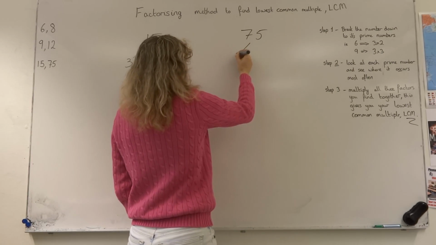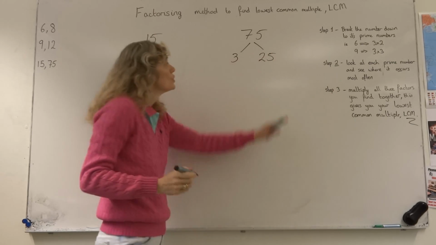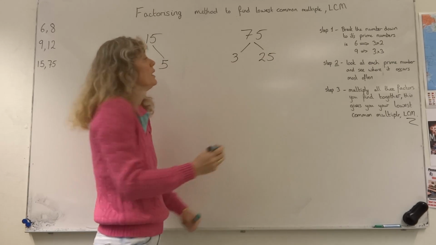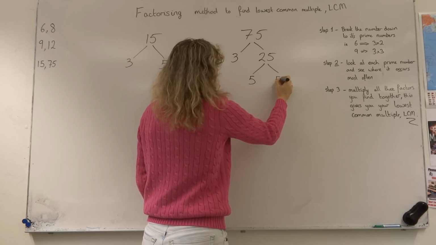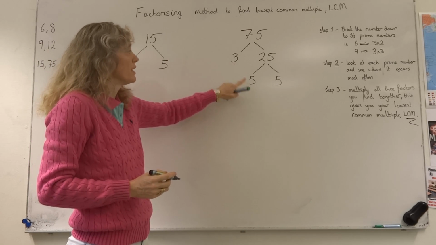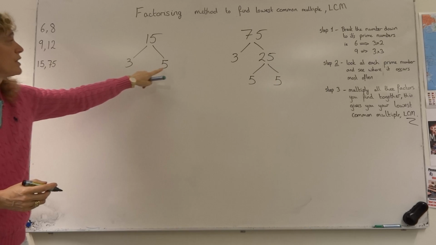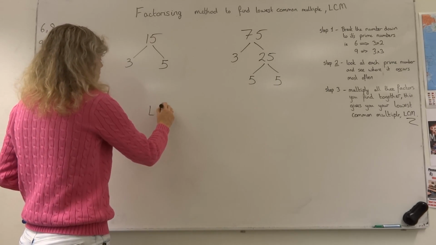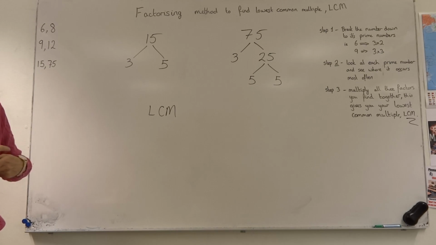75 could be represented as 3 times 25. 25 isn't a prime number. It is achieved by 2 prime numbers, 5 times 5. So 75 has 3 prime numbers, 3 times 5 times 5. 15 has 2 prime numbers, 3 times 5. To get the lowest common multiple, we will identify where the numbers occur most frequently.